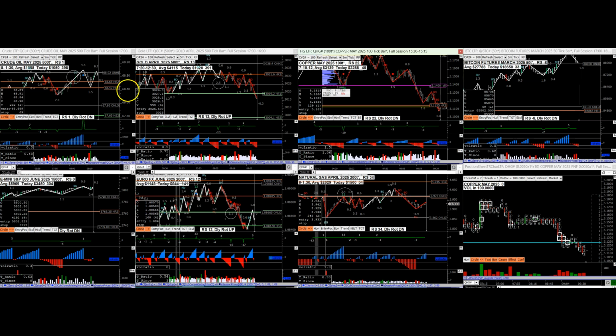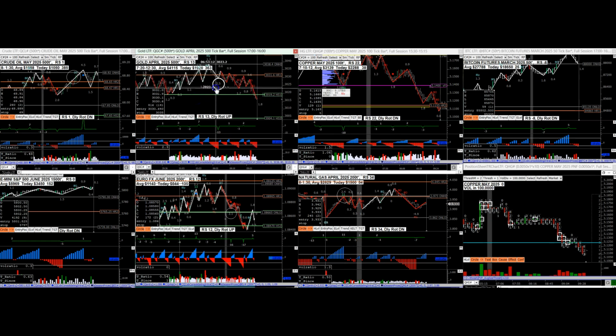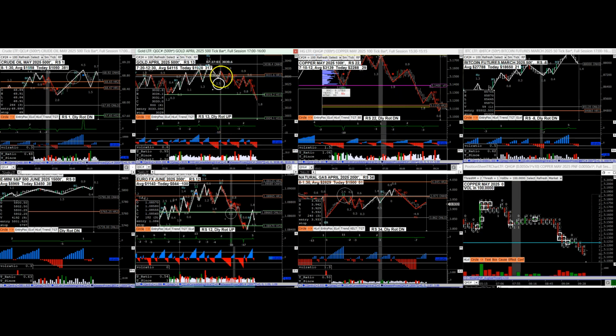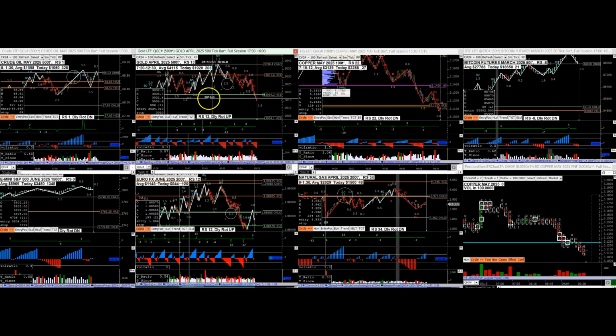Basically there are others that set up this move here in gold. 2.5 times average down volume, big red, weakness, weakness, low volume test, weak, weak, boom, breakdown right here.